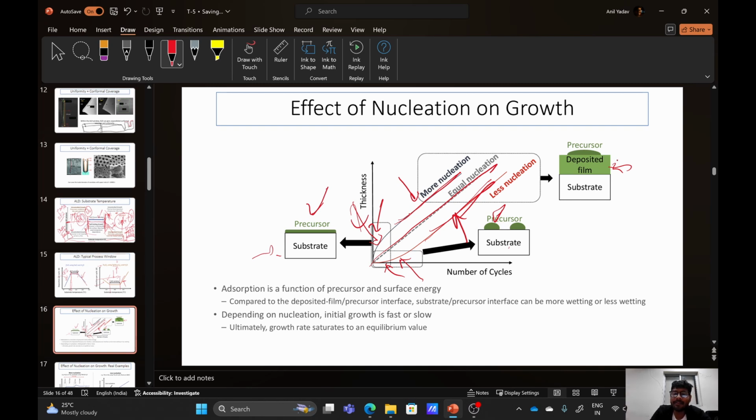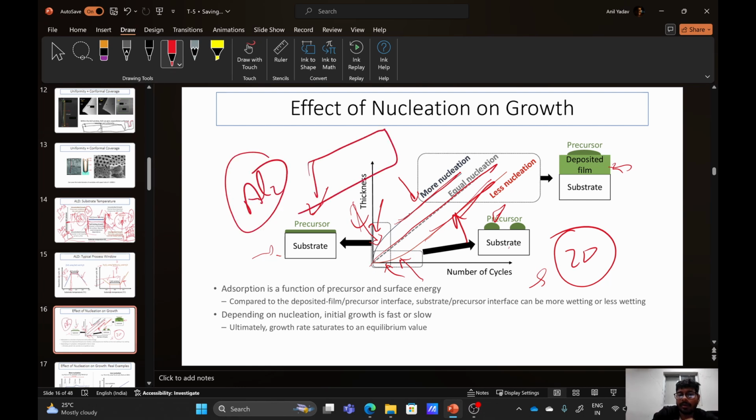After some layers of growth, let us say 10 or 20 cycles, there will be almost full coverage of the substrate, whether you have done undergrowth or overgrowth. If you are depositing Al2O3, the material over the substrate is Al2O3 only. However it looks, it will be Al2O3 only.